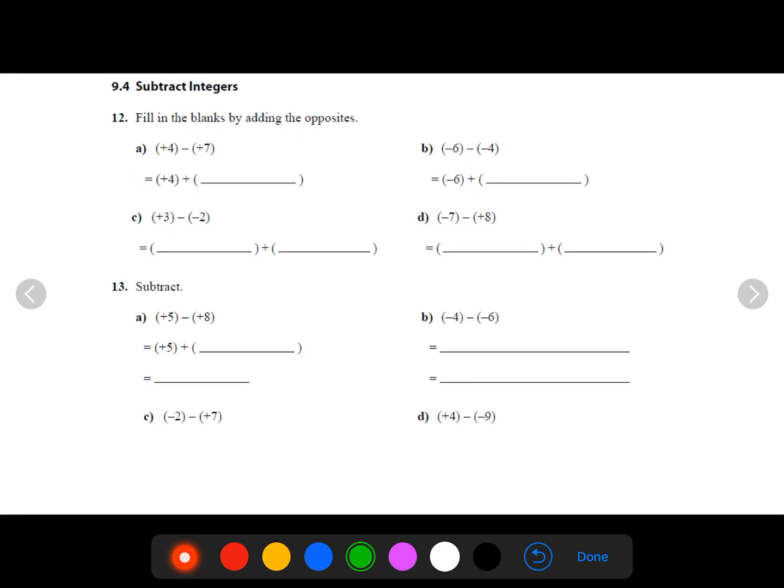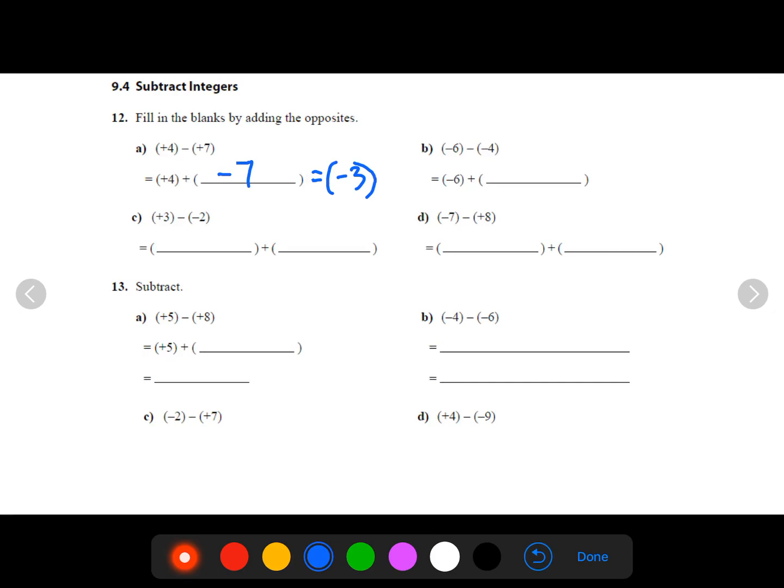(9.4) Subtract integers. Fill in the blanks by adding the opposites. All right, so positive 4 minus positive 7. We're going to switch it to adding. Opposite of positive 7 is negative 7. It says to fill in the blanks. It's not asking us to solve, but I'll just quickly throw down an answer there for you as well.